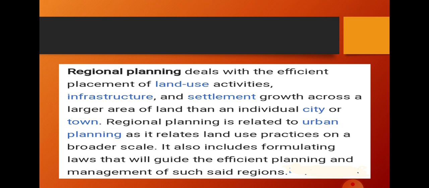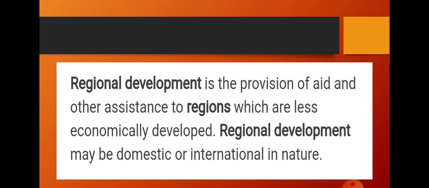Now the next one is regional planning. Regional planning means it is required for all the things planning. Here regional planning deals with the efficient placement of the land use activities, infrastructure, and settlement of an area. Regional planning is related with urban planning as well as rural planning.